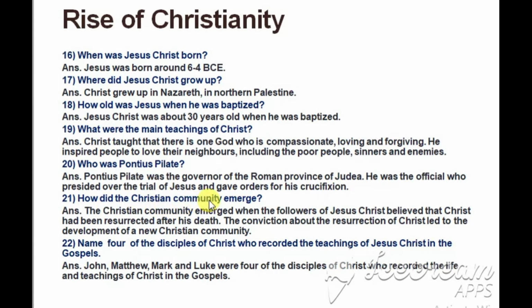How did the Christian community emerge? The Christian community emerged when the followers of Jesus Christ believed that Christ had been resurrected after his death. The conviction about the resurrection of Christ led to the development of a new Christian community. Name 4 of the disciples of Christ who recorded the teachings of Jesus Christ in the Gospels. John, Matthew, Mark, and Luke were four of the disciples of Christ who recorded the life and teachings of Christ in the Gospels.